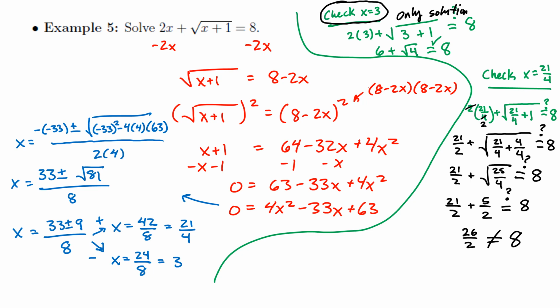And of course, we can identify what's happening here because look, if you plug 21 over 4 in there, what you end up getting is 21 over 2, which is bigger than 8, so you get a negative on this side and a positive on this side. And just like in that last problem, you square both sides and it becomes a true statement all of a sudden. So x equals 3 is the only valid solution.